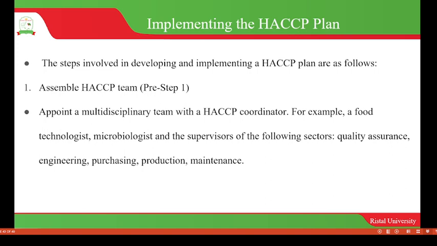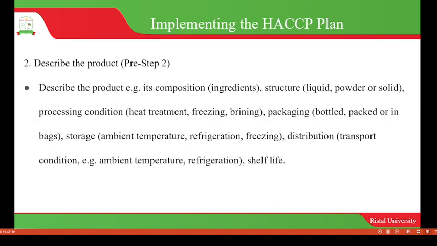So always when we want to implement this system or the hazard analysis and critical control point plan, we have to make sure we first assemble this team, because without this team there's nothing which can be done, because they are the ones involved in implementing this process. Then after assembling the team, you can now describe the product, the second step, which is also a preparatory step.